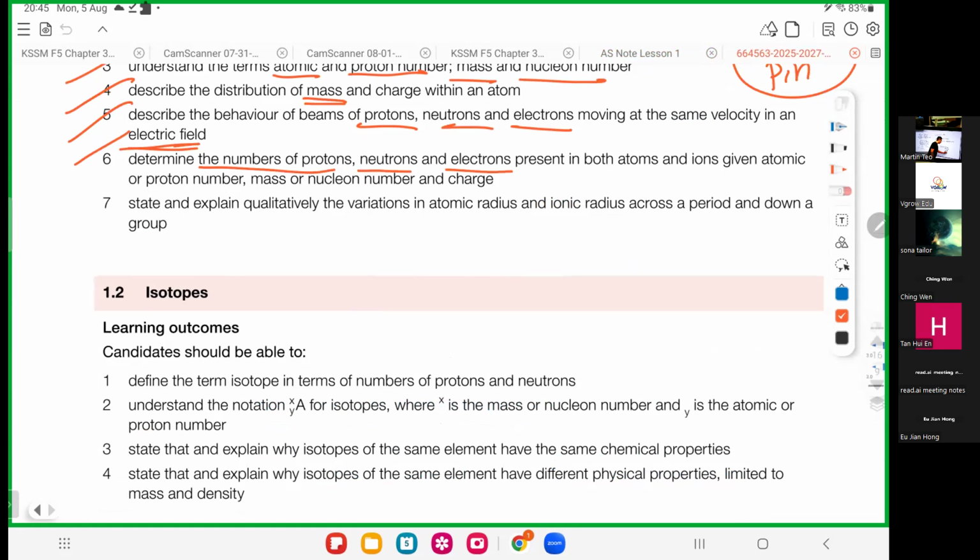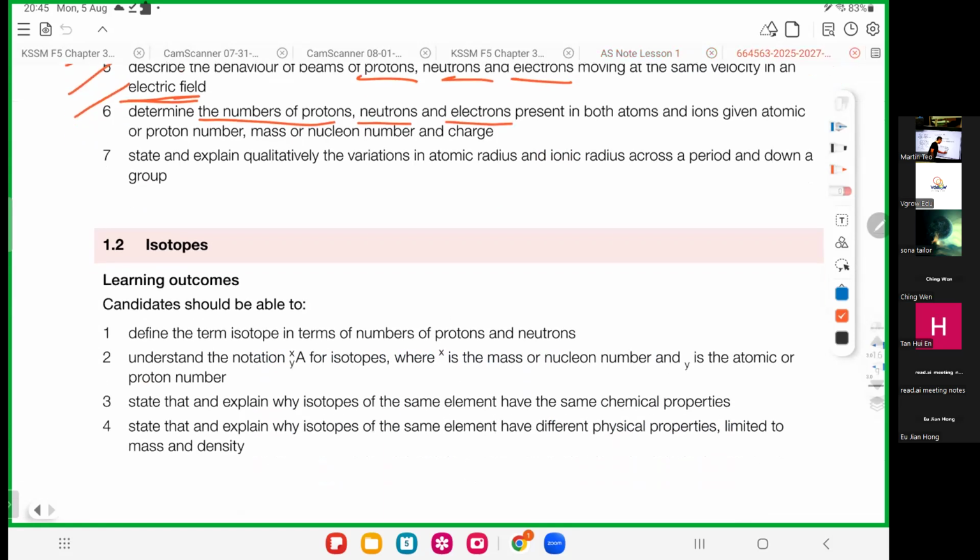Okay, so you see what we learned already? We already learned isotopes. What is the definition? We also know that isotopes can be written in the standard representation format, why they have the same chemical properties, and that isotopes have different physical properties, such as different mass and different density.